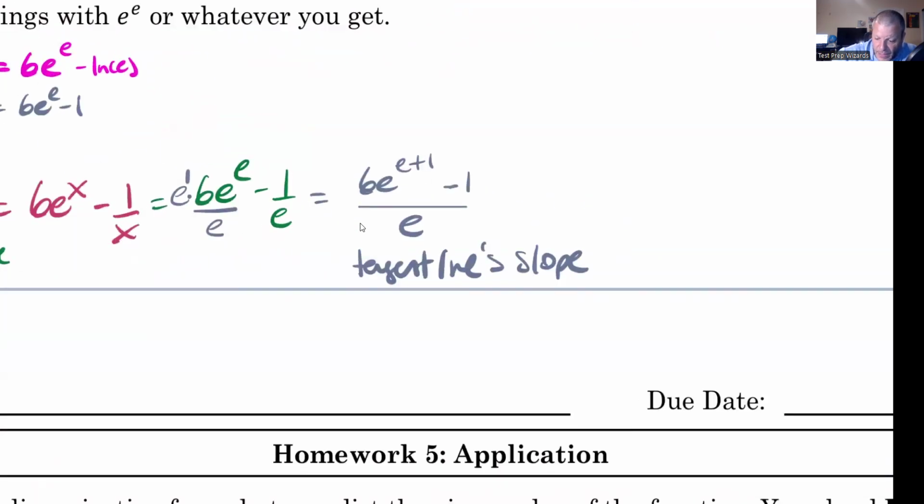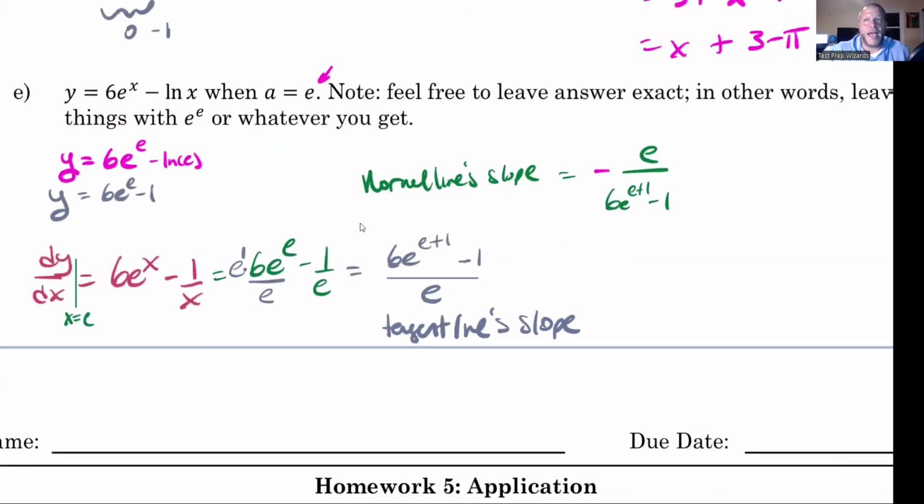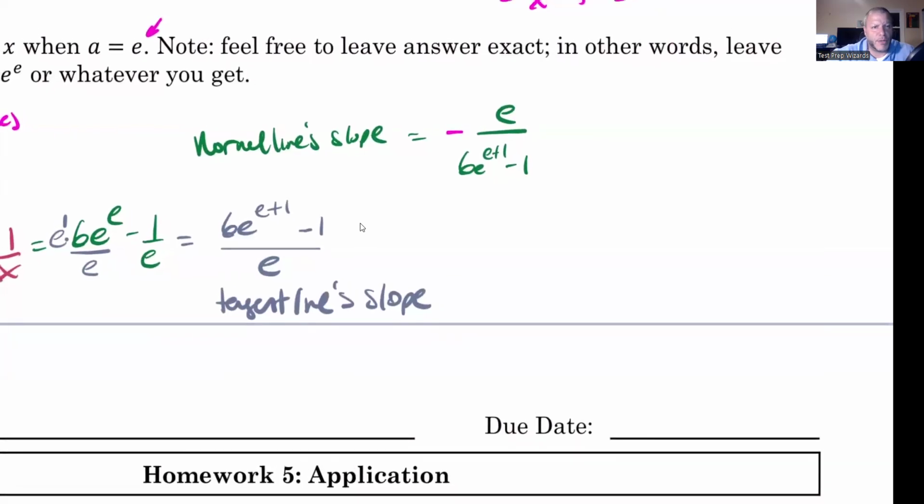So if I want to get the normal line's slope, I'm just going to take the negative reciprocal, right? So the reciprocal is going to be e over 6e to the e plus 1 minus 1, and then negative, just to make it perpendicular.